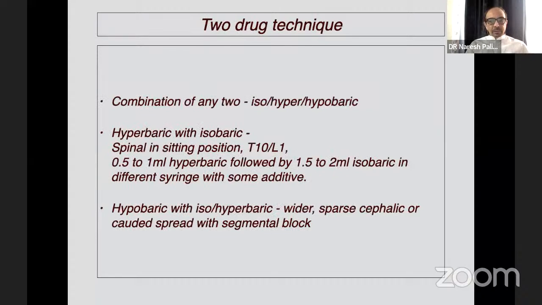Now something about the 2 drug techniques. You can use a combination of any 2, iso with hyper, hypo with hyper, or iso with hypo. For some abdominopelvic surgeries where you want a longer duration of effect at the pelvic side, and you want involvement of the lumbosacral roots also, you can combine hyperbaric with isobaric. Give a spinal in sitting position at around T10 L1 level with 0.5 to 1 ml of hyperbaric drug, followed by 1.5 to 2 ml of isobaric drug in different syringes with some additives.